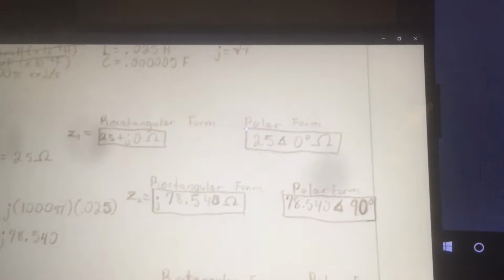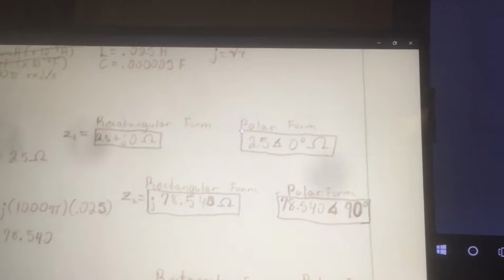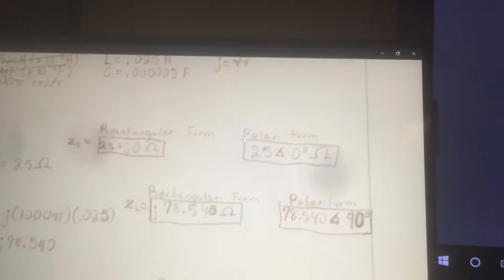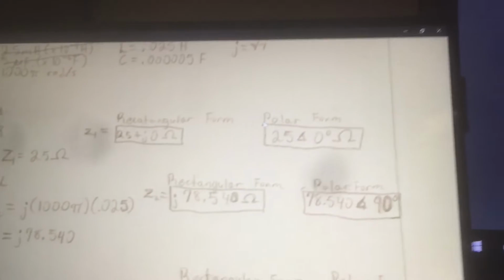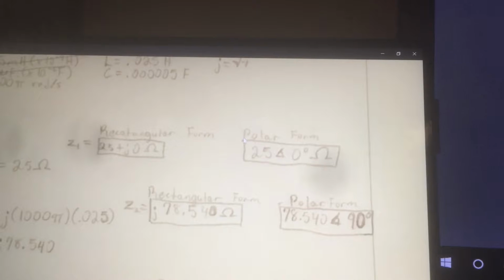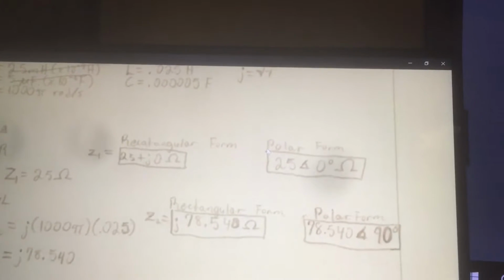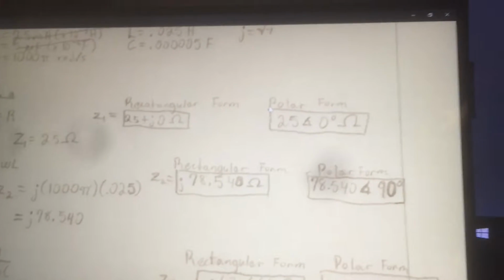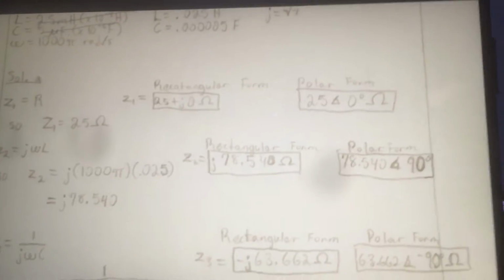Here, to simplify it even more into its rectangular and polar form, J 78.540 ohms, which was just about the same thing, we just added a unit. Polar form would look like this: 78.540 angle 90 degrees. It's 90 degrees because there's a J component here, but it's not necessarily a specified angle. There's only one component, so we just implied that the angle was 90 degrees.